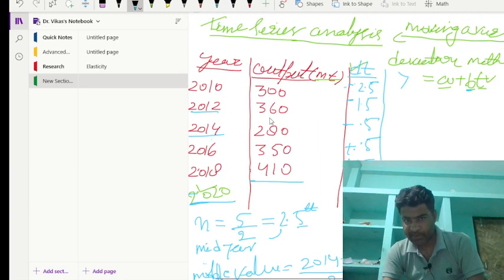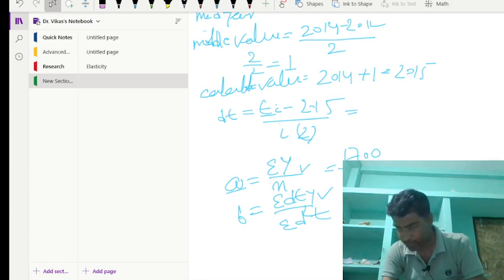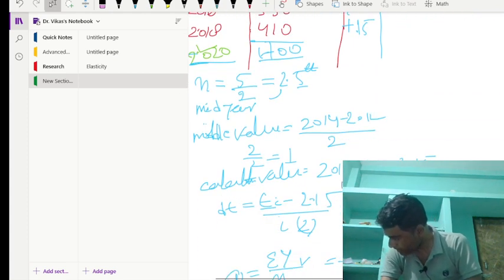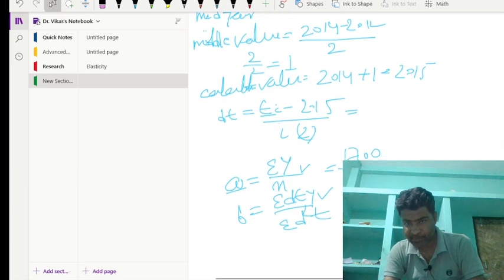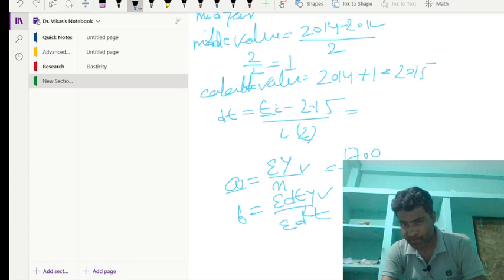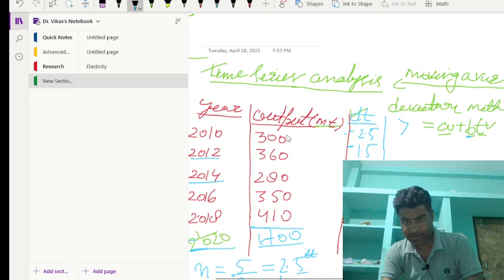After applying this formula, we will find that the summation of all outputs will be 1700. Here 1700 upon the number of observations, 5, we will get the value 340. 340 is the average output.